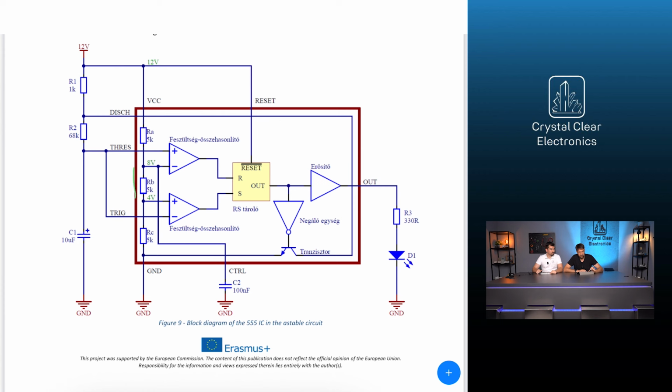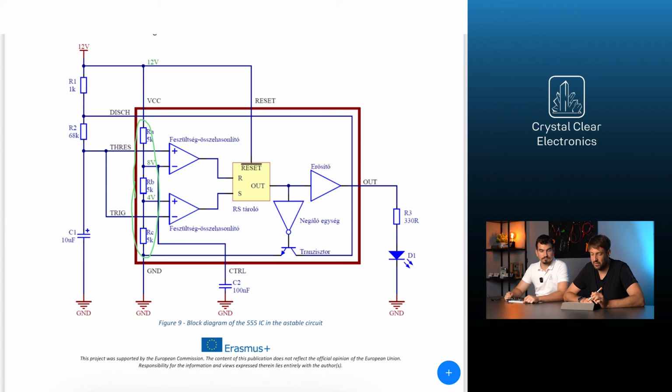Inside, there's a voltage divider consisting of 3 resistors of equal value, RA, RB, and RC. At their connection points, 2/3 of the power supply voltage and 1/3 of the power supply voltage can be measured from top to bottom, which in this case means 8 volts and 4 volts.